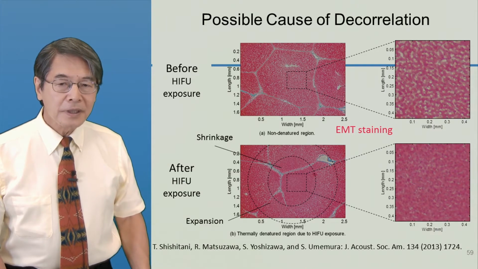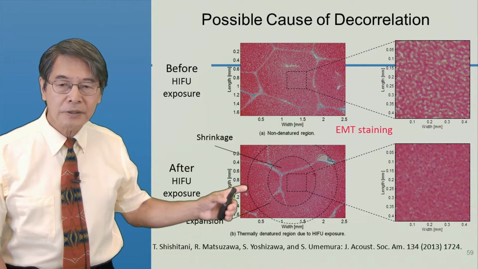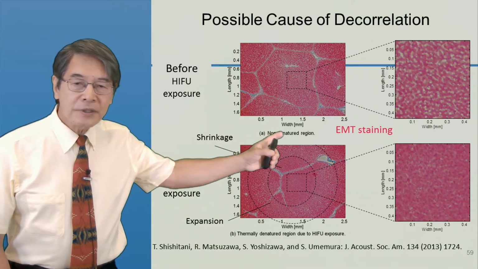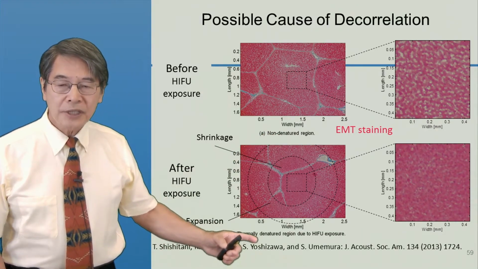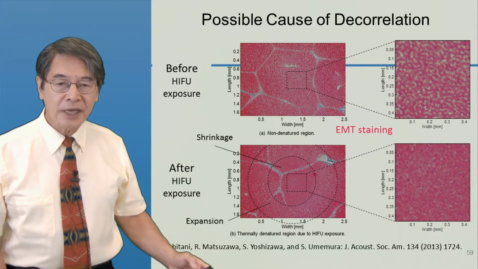Probably because the tissue slightly shrunk due to thermal coagulation, and it forced the surrounding tissue to slightly expand, as seen in its H&E-stained histology.